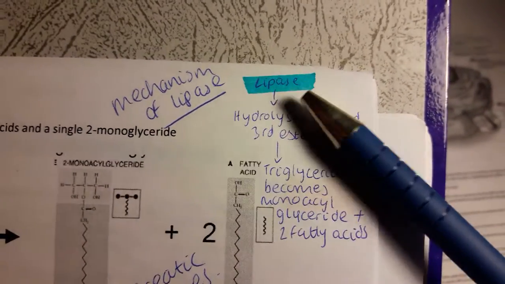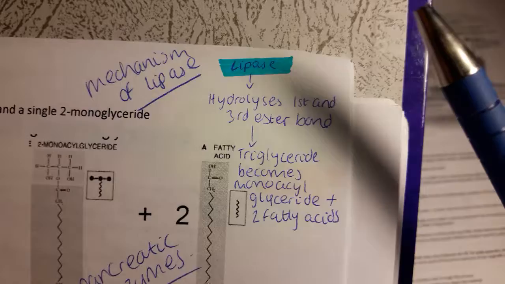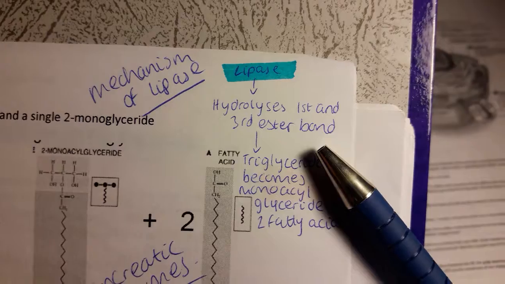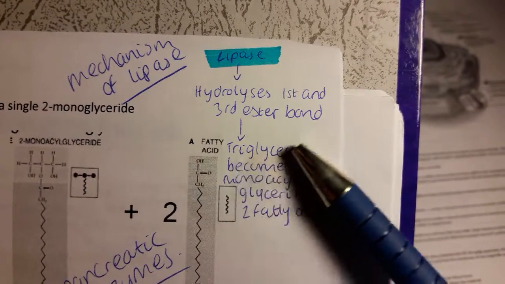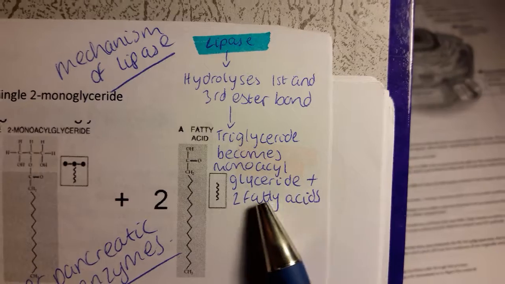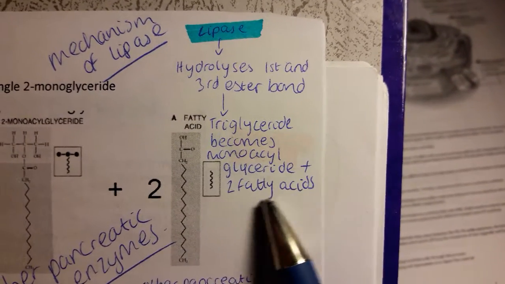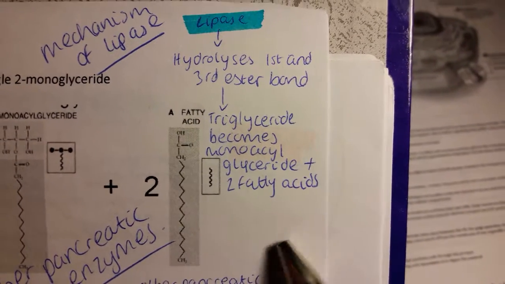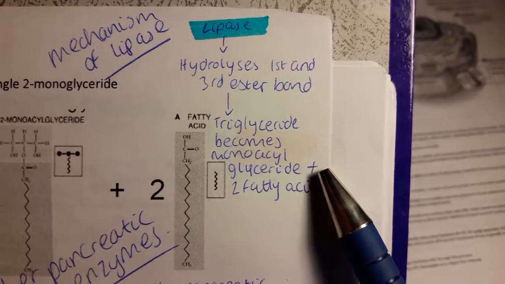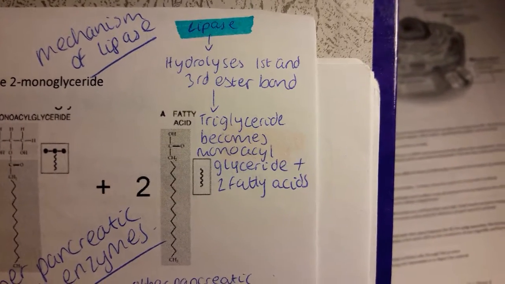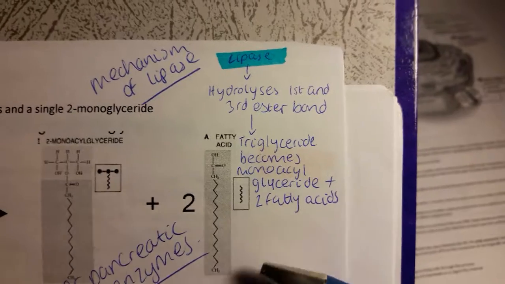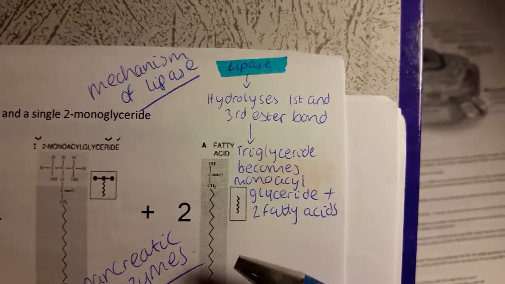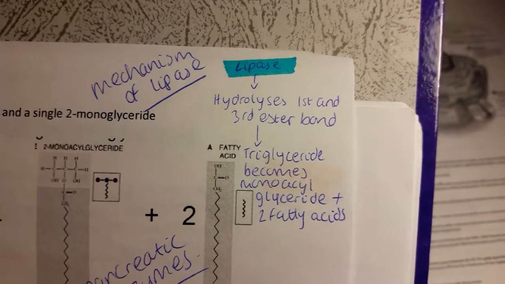So the lipase enzyme secreted by the pancreas, how does it work? Well, lipase hydrolyzes the first and third ester bond. So the triglyceride becomes monoacyl glyceride and 2 fatty acids. Remember, it's glycerol with 3 fatty acid chains, so if it gets rid of the first and the third, you're left with a monoacyl glyceride and the 2 fatty acids that have come off. We can compare this to the gastric and lingual lipases because they hydrolyzed only one of the ester bonds, making diglyceride and 1 fatty acid.